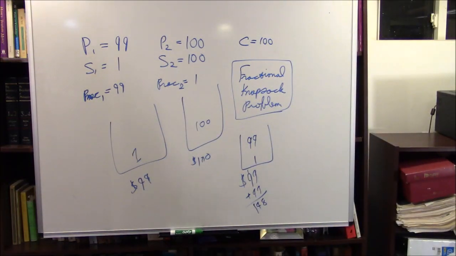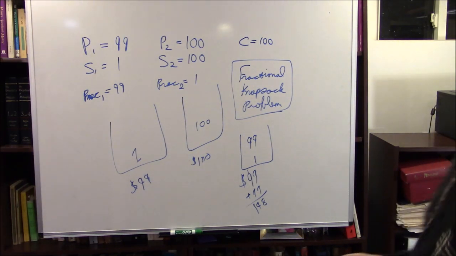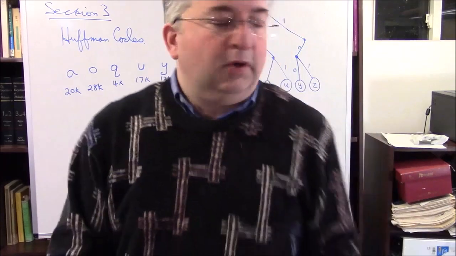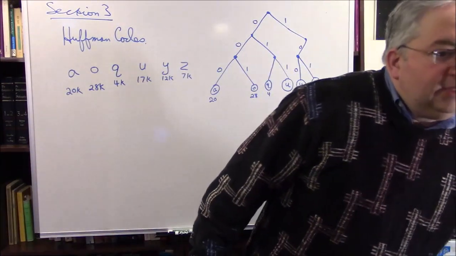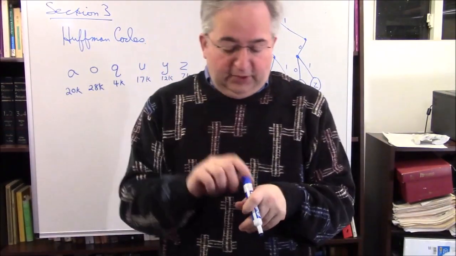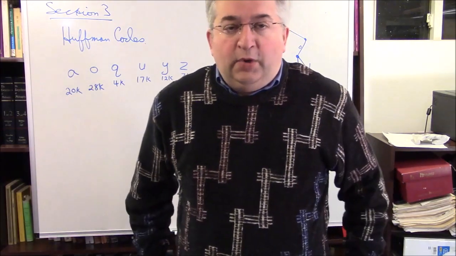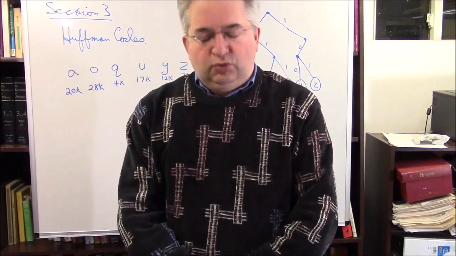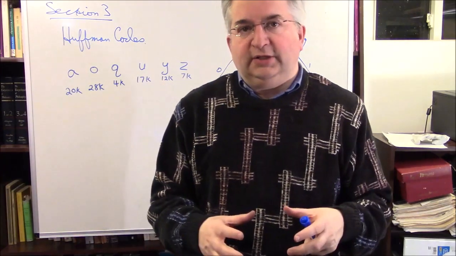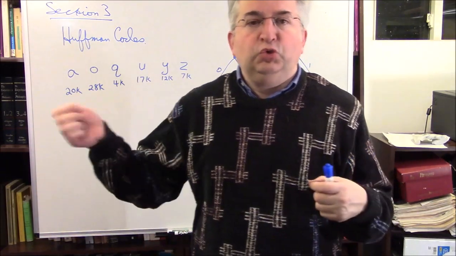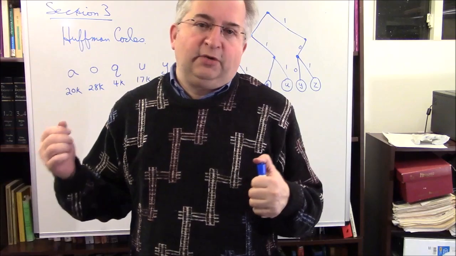I'd like to do section 3, and we'll start in a second. This is called the Huffman Codes. Huffman Codes is an example of a greedy algorithm, and what it's there for is to compress things. Many compression algorithms use this.